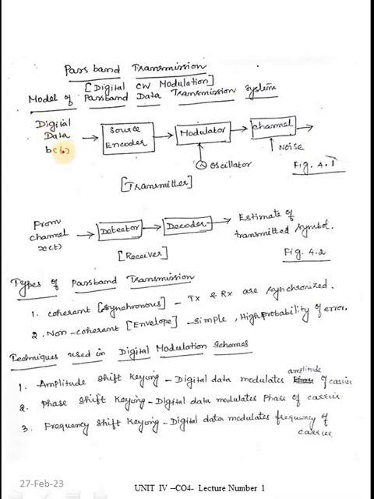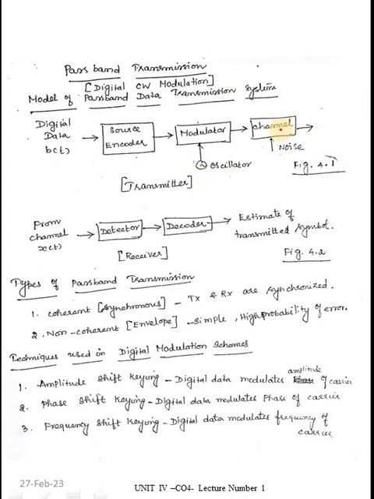First, we are giving the digital data to the source encoder. Then the information is modulated in the modulator with the help of a local carrier oscillator, and the modulated waveform is transmitted through the channel. This channel may be a wired or wireless medium. Along with the modulated signal, noise can interfere. So this is the transmitter block.